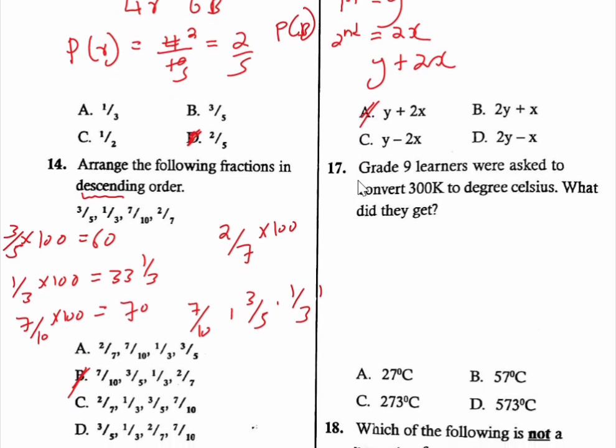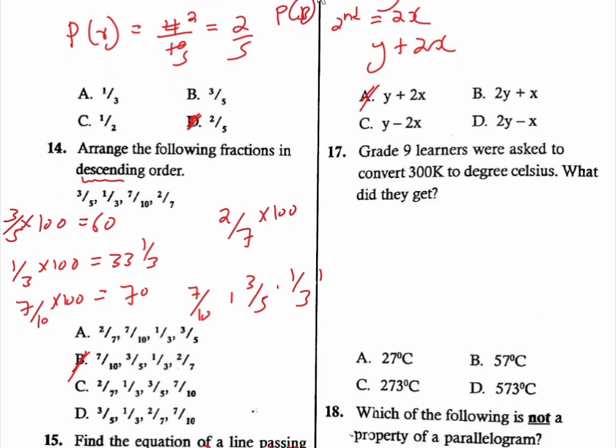Number 17. Grade 9 learners were asked to convert 300 kelvins to degrees Celsius. So we're converting Kelvin to degrees Celsius. What did they get? To convert degrees Celsius to Kelvin, we add 273, and to convert Kelvin back to degrees Celsius, we subtract 273.